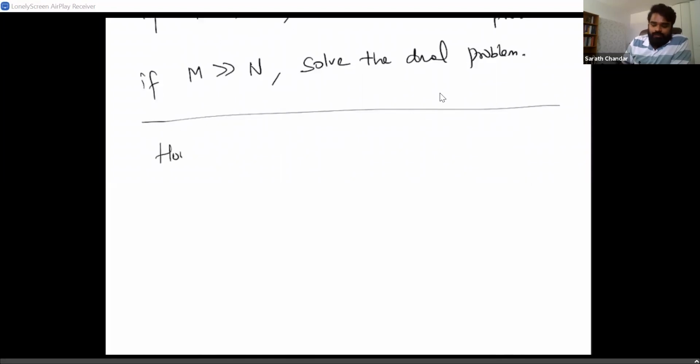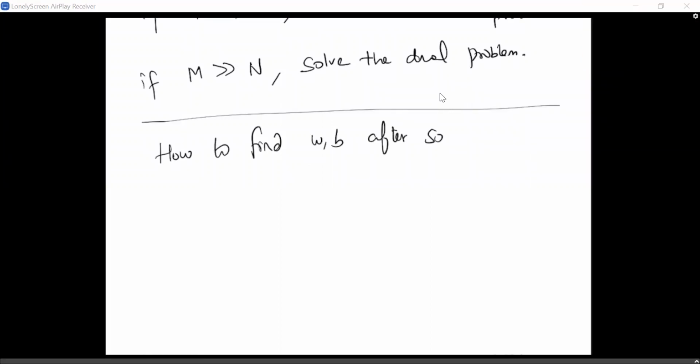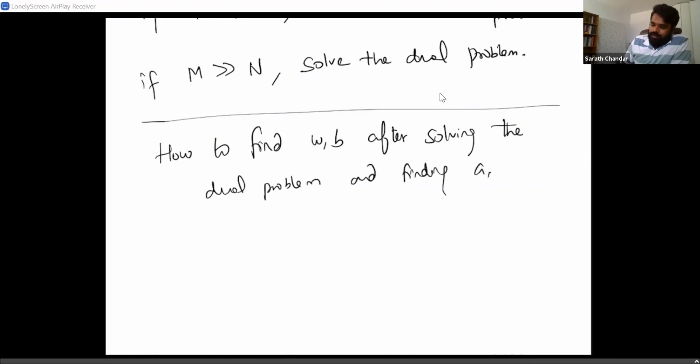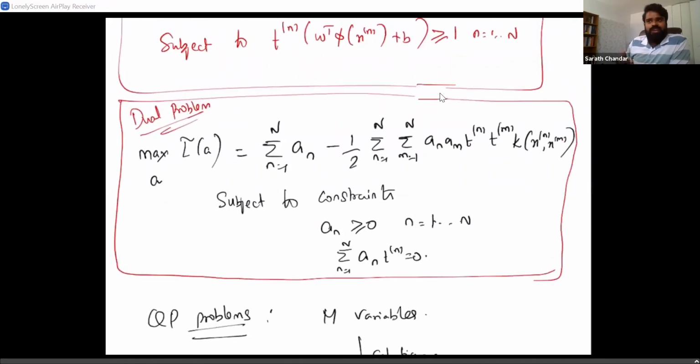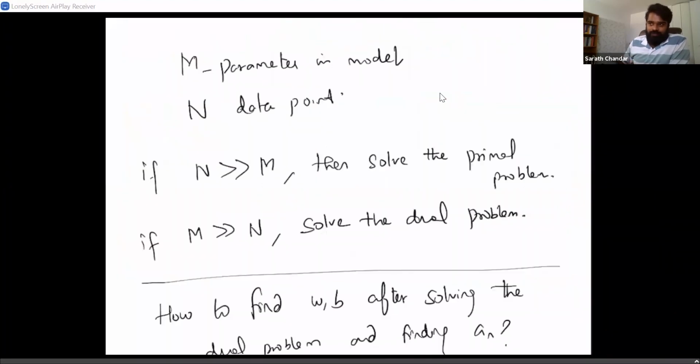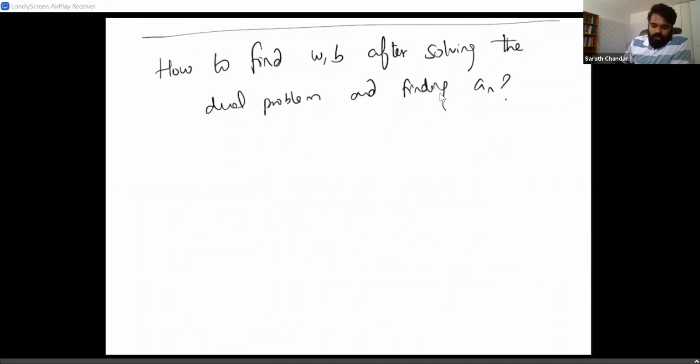So how to find W and B after solving the dual and finding an, right? In the primal problem, I'm solving for W and B, so I get W and B, I get the classifier. But in the dual problem, I'm just solving for an. Now, given the values of an, how do I compute my W and B? To do that, we already know the equation for W. We solved that W is basically equal to the summation over n equal to 1 to capital N of an.